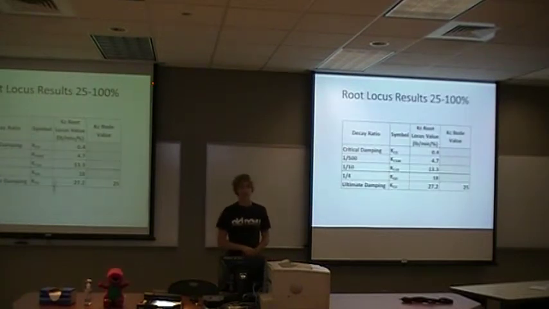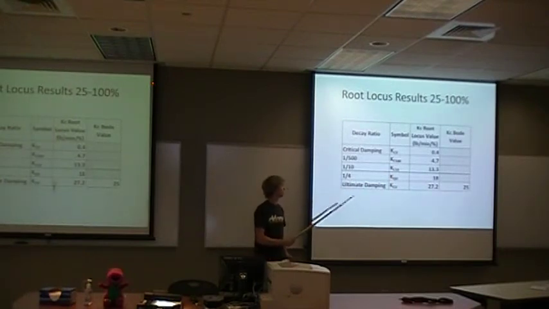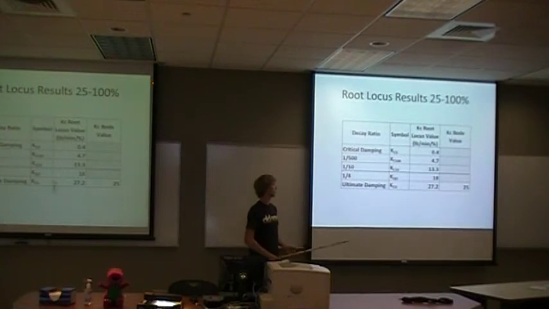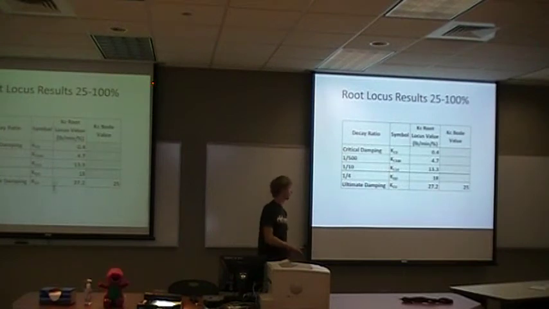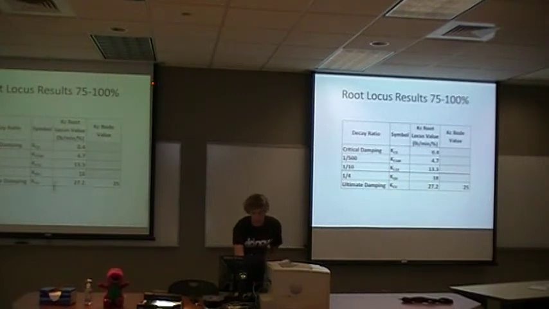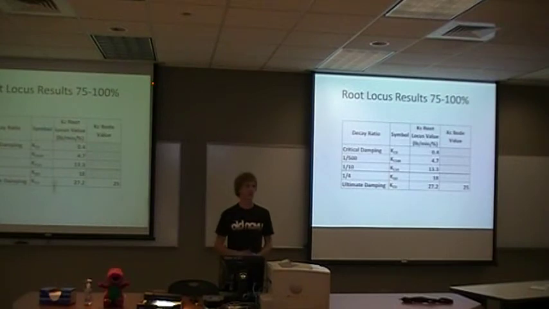Here again are those same values. This is what was predicted by the root locus plot. We had a critical decay of 0.4. 1/500 was 4.7. Root locus said that 1/10 was 13.3, 1/4 decay was 18, and ultimate decay was 27.2. These are values that were the exact same for 75 to 100 because it all used the same tau for the whole system.